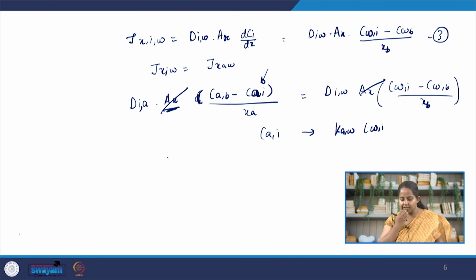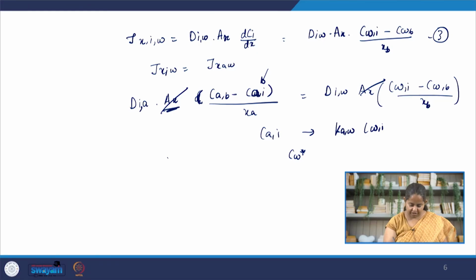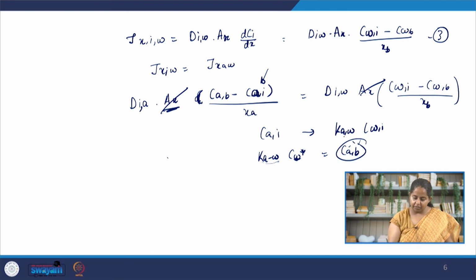Let's make another substitution. What we are going to do is introduce a hypothetical variable, and let's call it CW dash. It is the hypothetical concentration in the water which is at equilibrium with the concentration in the air. So it makes our life much easier. So let's say CW dash, CW asterisk, KAW is equal to CAB, right? The concentration of the contaminant in air in bulk, when multiplied by KAW, the equilibrium constant air-water, is CW dash. So we are going to make this replacement, put it here. So CAB can be replaced with this, and CAI can be replaced with this.